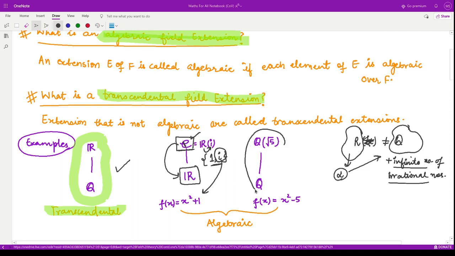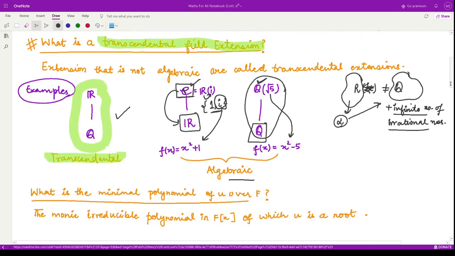And here, see in this case, this is also an algebraic extension, because say for square root of 5 we have some polynomial here whose root is square root of 5, and similarly for other elements which are rational numbers, we obviously have polynomials in Q such that they are the roots of those polynomials. So these are the algebraic field extensions.